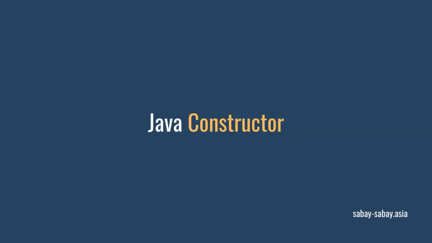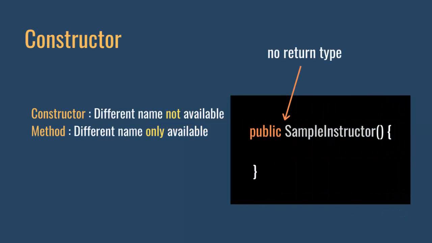We Java programmers use the constructor to initialize variables. When the object is created, a constructor is executed first. The name of the constructor is the same as the class name. The constructor has no explicit return type.